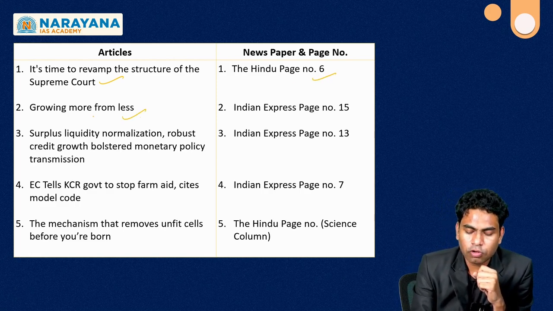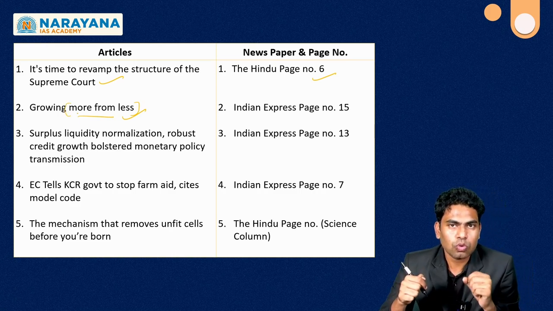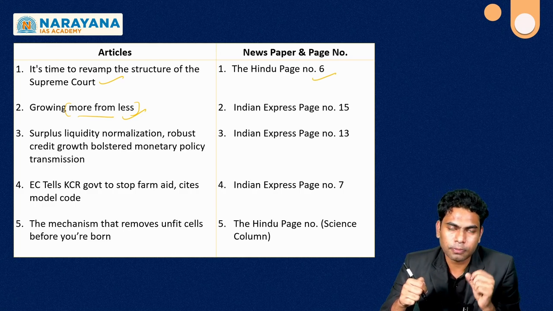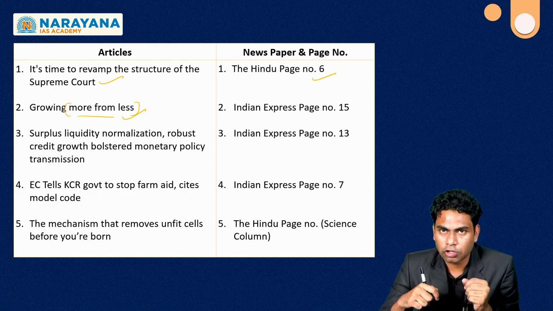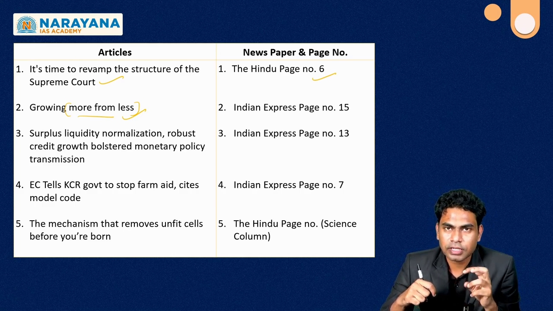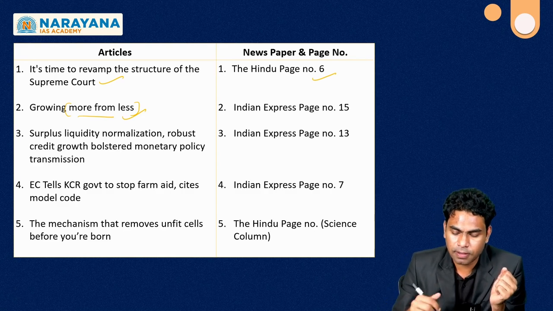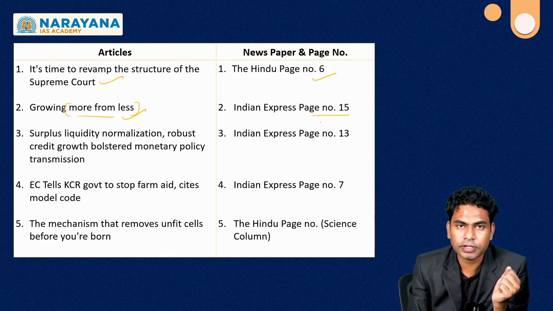Then, growing more from less is an article that tries to show how productivity of the agriculture could be improved through the usage of technology as well as latest ways in terms of seed development or providing proper irrigation facilities, etc. It is from the Indian Express, page number 15.